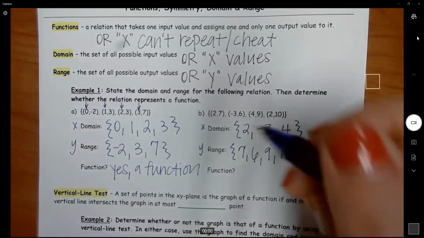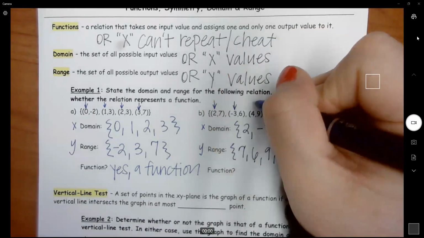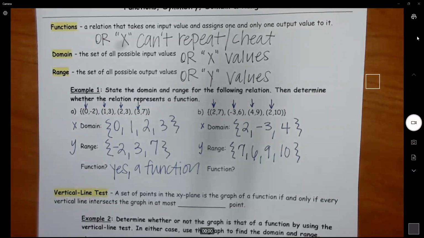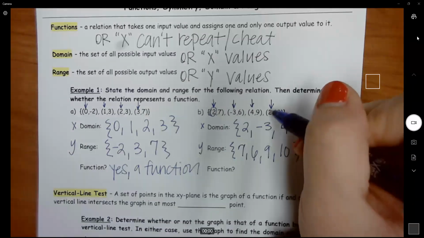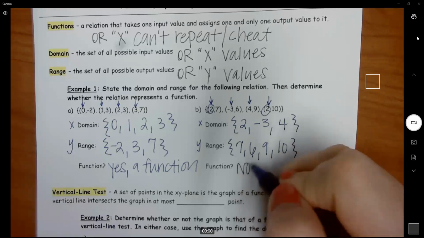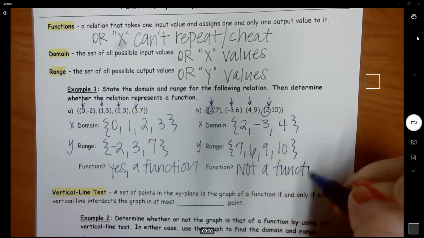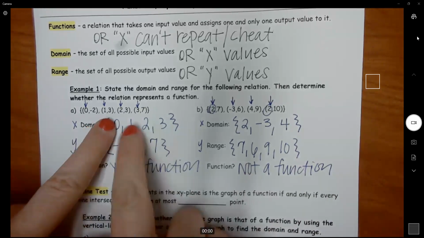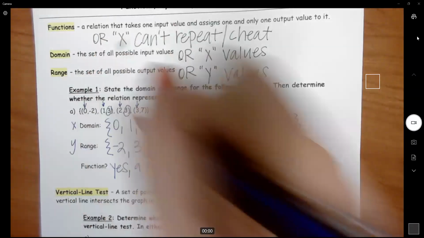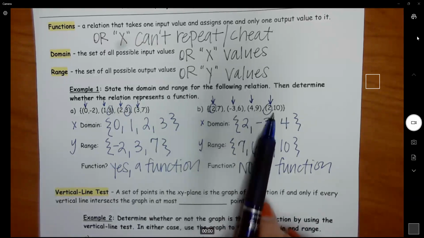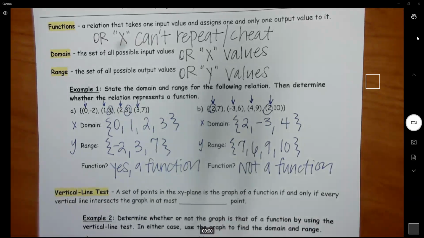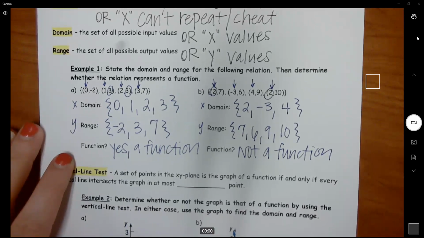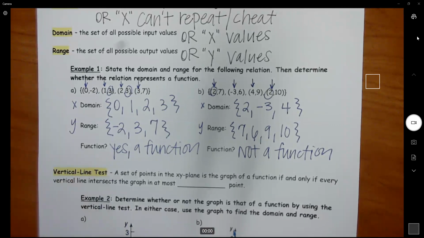So then, is this a function? Again, when I'm determining if it's a function, I only care about X. Does X repeat here? Yes, it does. We have a 2, and we have a 2. So this is not a function. Over here, when Y repeated, we had 2 3s. That didn't matter. Y can do whatever it wants. But X has to stay faithful. Okay, so this is how we find the domain and range and determine if it's a function when I'm given a set of ordered pairs.